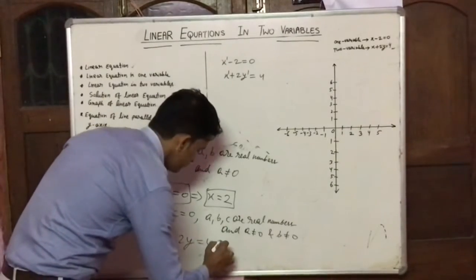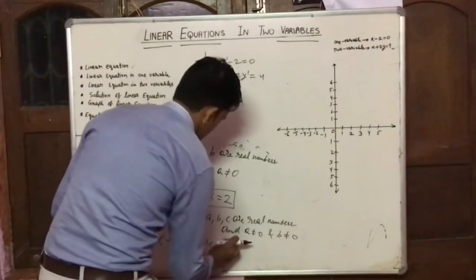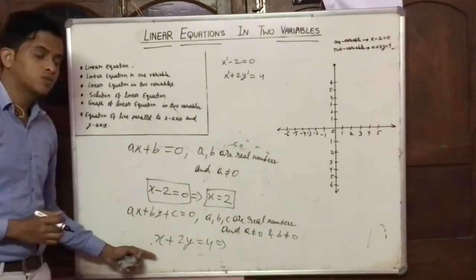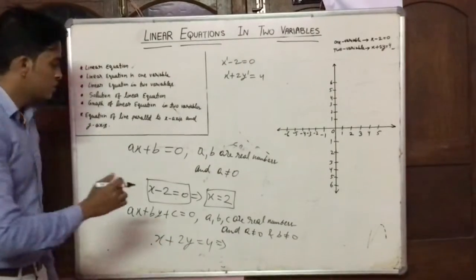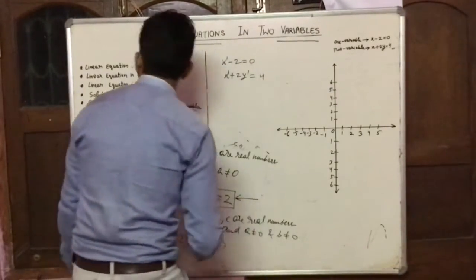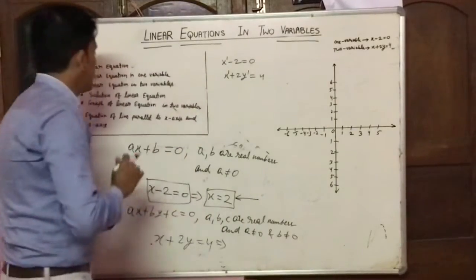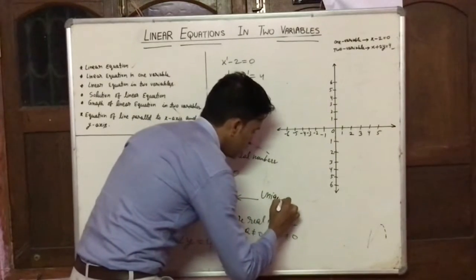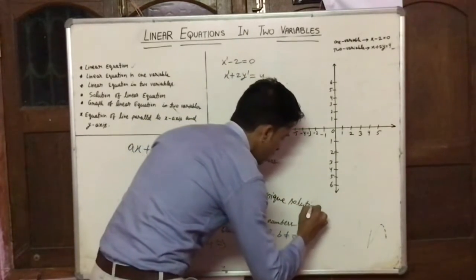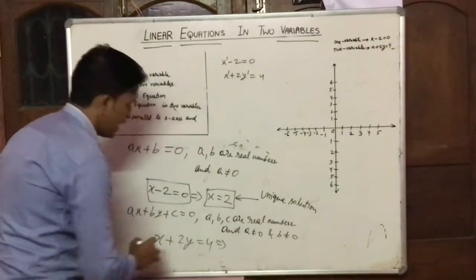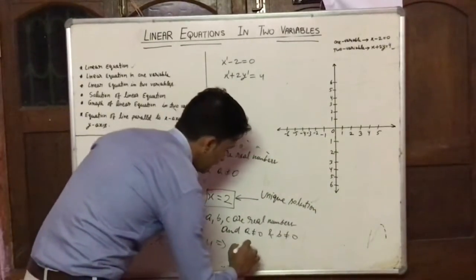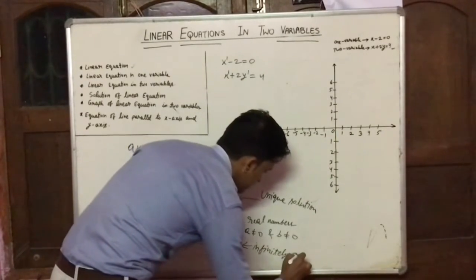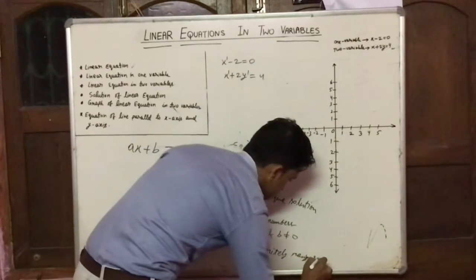And here, for different values of x we will get different values of y. So we can say that the linear equation in one variable has a unique solution, that is one and only one, and in x plus 2y is equal to 4 we can get infinitely many solutions.